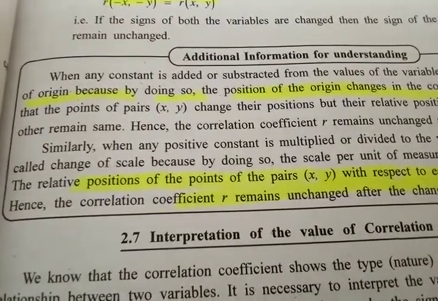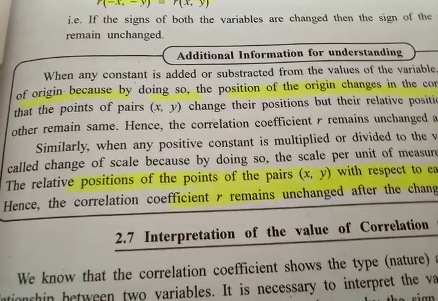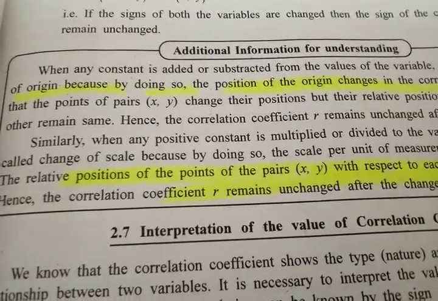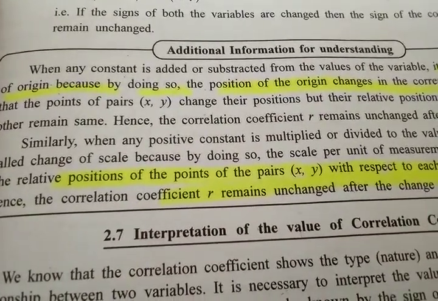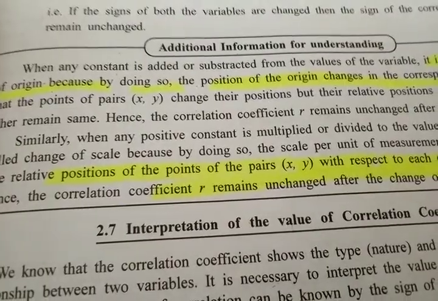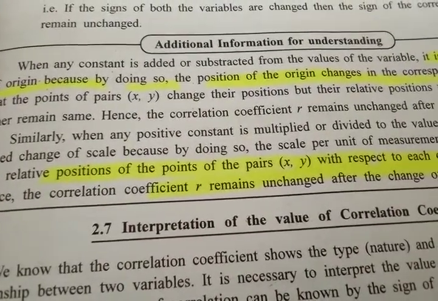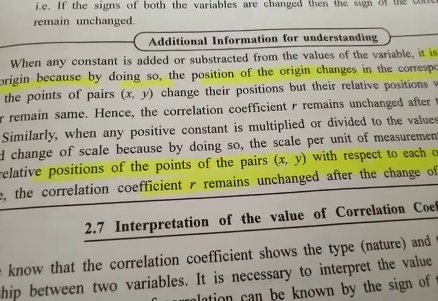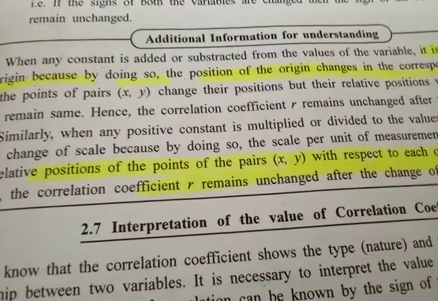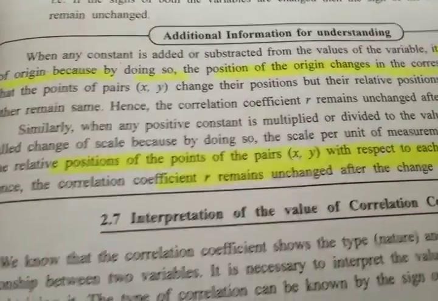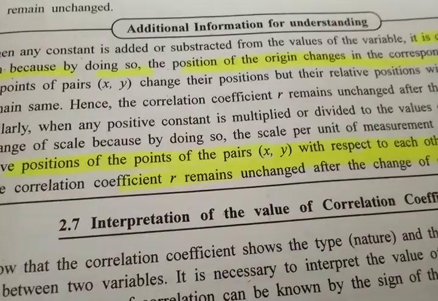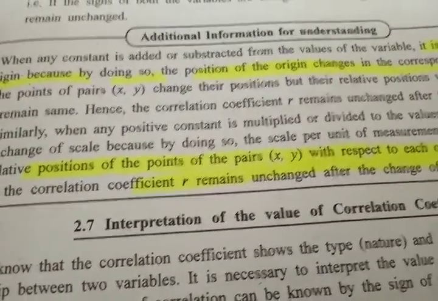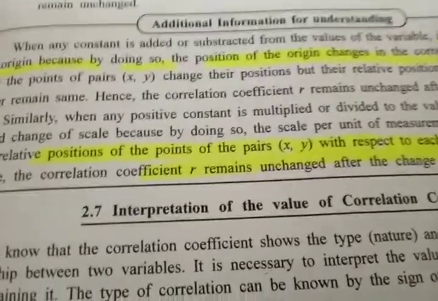So when you say change of origin, it implies that we have changed the value by addition. When x is added with a particular value or subtracted with another value, then it is a change of origin. Okay, but the correlation coefficient is not affected by this. There may be a change of the values, but the relative positions would remain the same. That is the implication here.